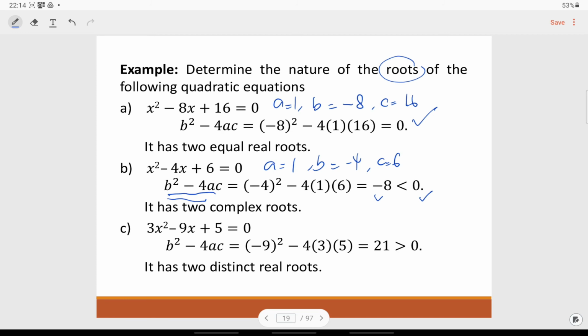Okay, we move to the third one. We have 3x squared minus 9x plus 5. So as we can see here, our a is equal to 3, our b equal to negative 9, and our c is equal to 5. Okay, so insert these three values into this discriminant. So we come out with the value 21. So obviously 21 is greater than 0. So what does it mean? That means this equation has two distinct real roots.